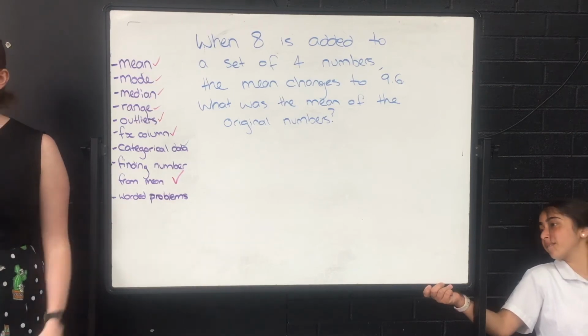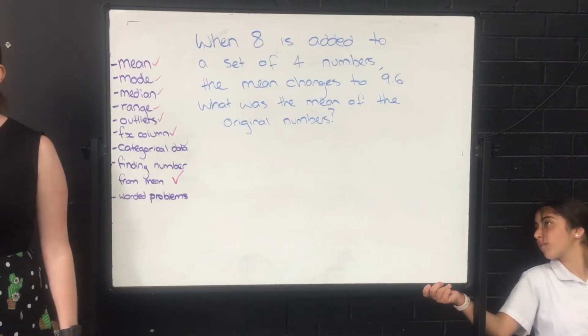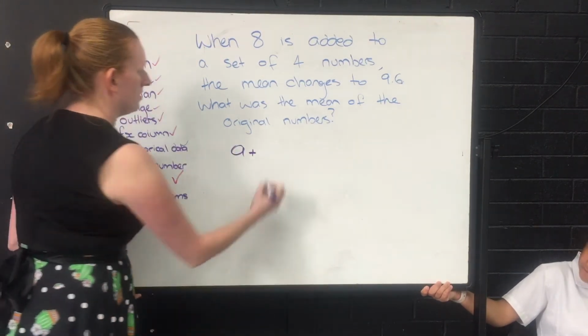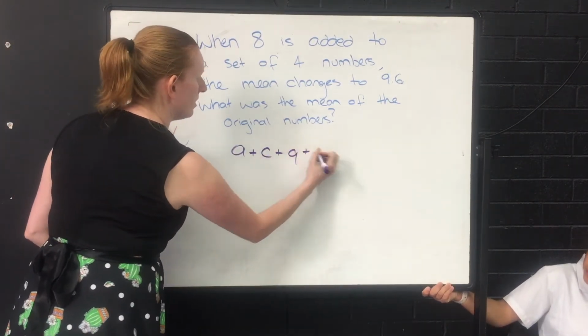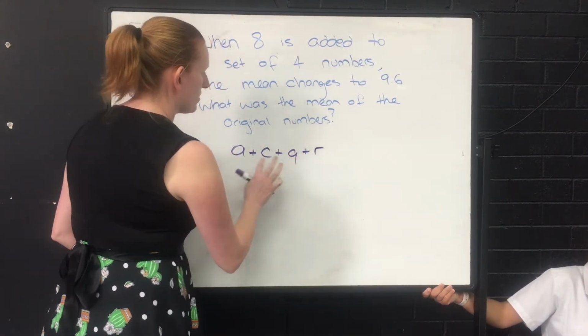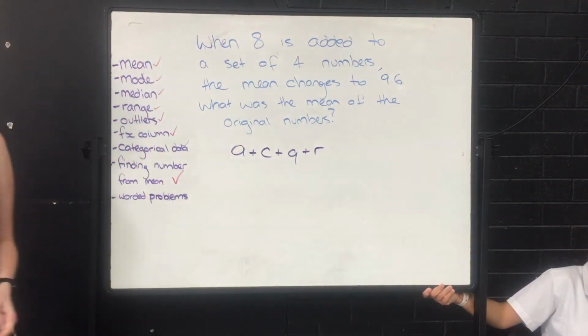What letters should I give them? Can you give me any letters? A. Okay, so one of them can be A, C, Q, and R. S. All right. So there's 4 mystery numbers, I don't know what they are.